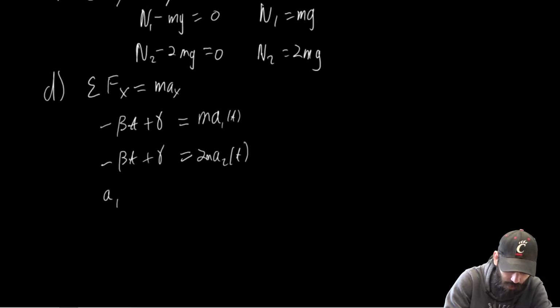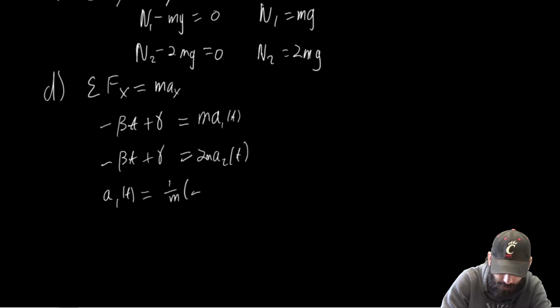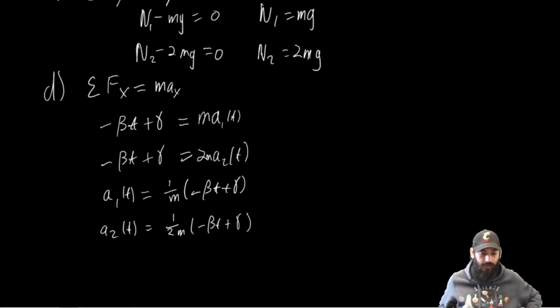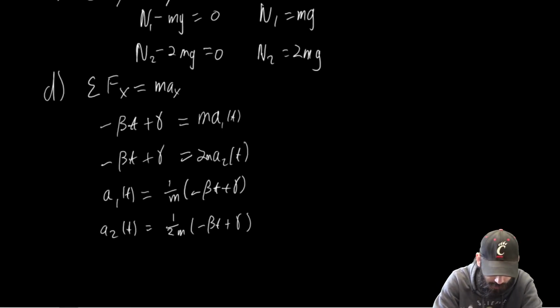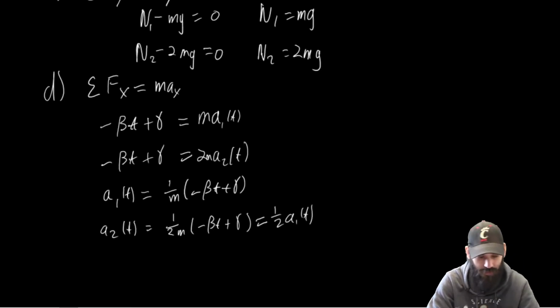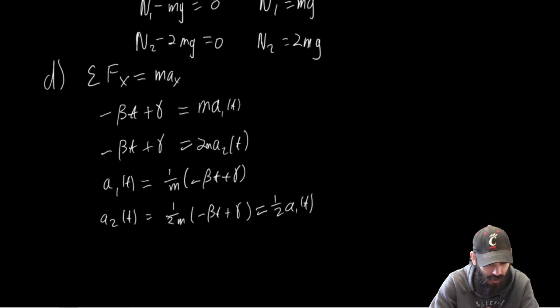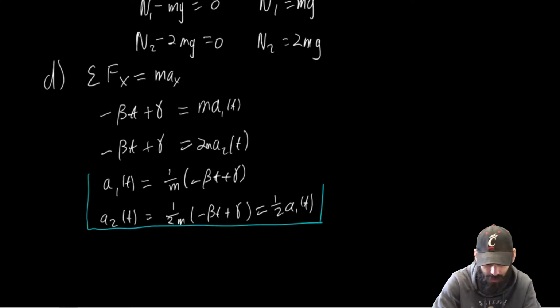And so a1 of t is going to be equal to 1 over m times minus beta t plus gamma, and a2 of t is going to be equal to 1 over 2m times minus beta t plus gamma. And so ultimately what we're seeing here, this second block has twice the mass. Well, we're applying the same force to these, and so really a2 is just going to be equal to 1/2 a1 of t. Okay. So this is what we have right here.